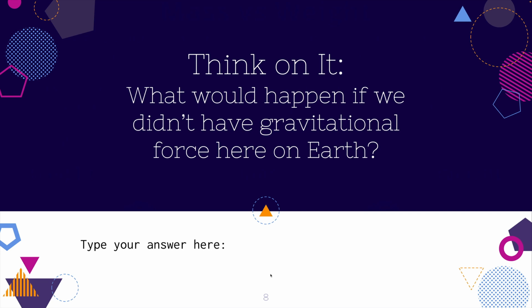Think on it. What would happen if we didn't have gravitational force here on Earth? Go ahead and type your answer down below. One of the things that might happen is that we might float away because we aren't drawn to the Earth. So we wouldn't stay put when we're standing. And we might also lose a bunch of muscle mass because we don't have to exert as much force to get ourselves up off the ground. There are other potential answers here.